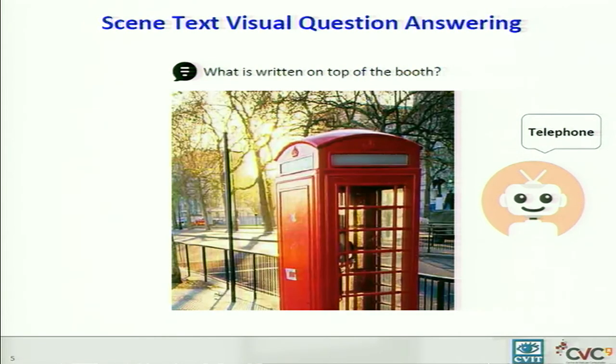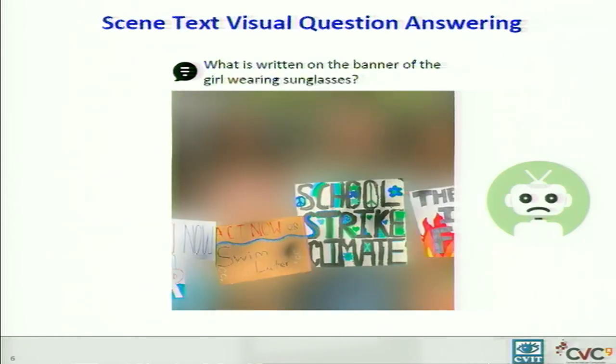But the problem is even more interesting if you look at cases like this. Right? In here, what you have is a question: what is written on top of the booth? The red robot doesn't know how to read, but still he is able to provide the correct answer because here the visual context in the image is providing all the important information in order to make a correct answer. On the other hand, the green guy knows how to read text information. He can extract all this textual information from the image, but he cannot provide the correct answer here unless he learns how to use the visual context of the image to answer the question.